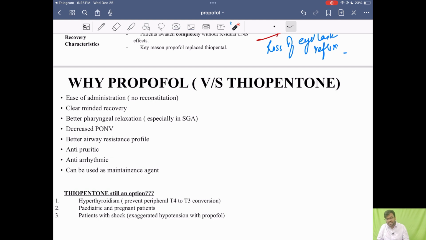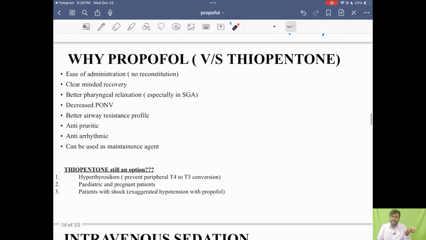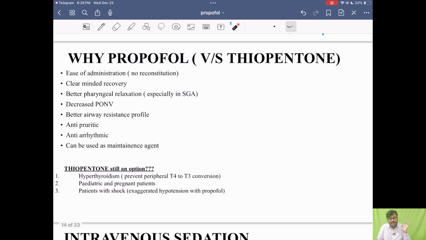Okay, the airway resistance profile is good. It has two actions: it is antipruritic and antiarrhythmic. It can also be used as a maintenance agent. These features differentiate it from thiopentone. But is thiopentone still an option? Have we totally eliminated thiopentone?